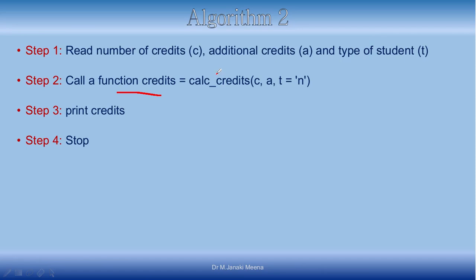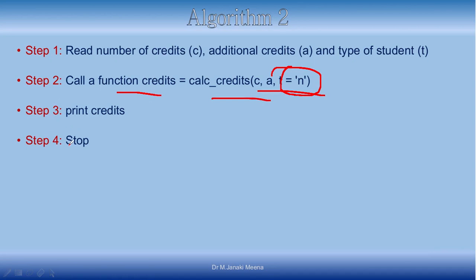I am writing in short form, and I am passing the parameters C, A and T equal to N. See, look at it, in the pseudocode itself I have mentioned that it should be a function with a default argument. You calculate the credits, it is going to be in the function credits, and you are going to print it.